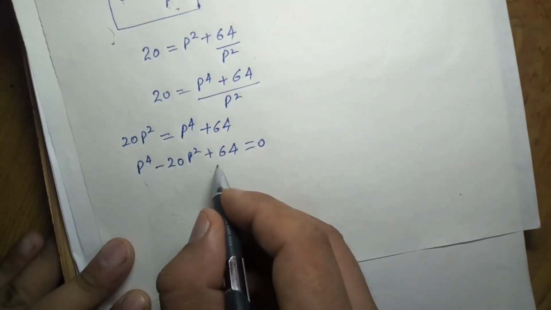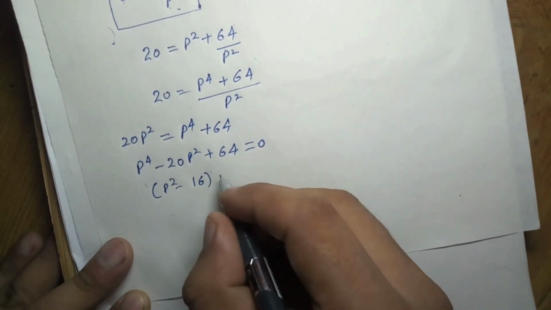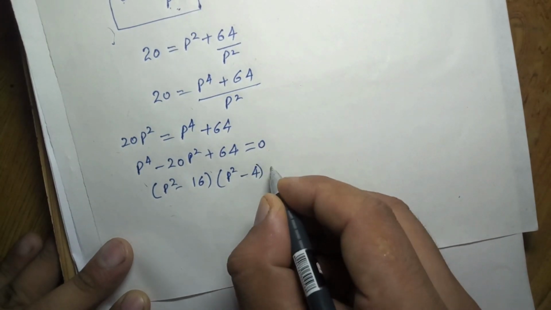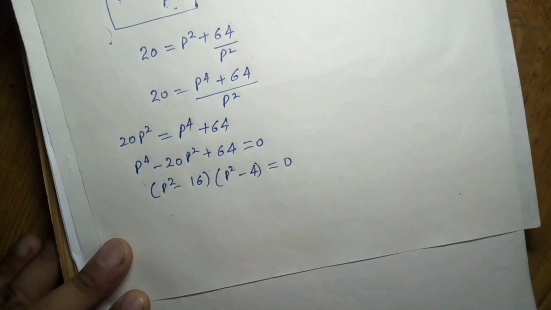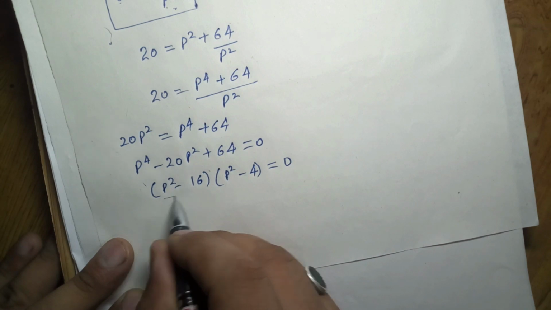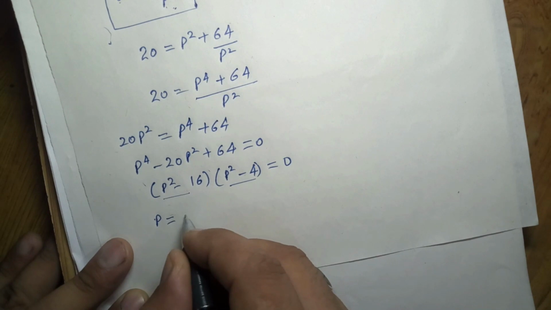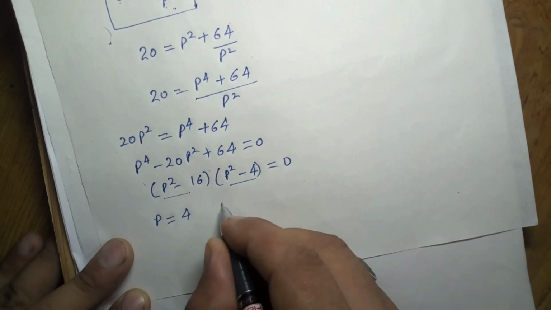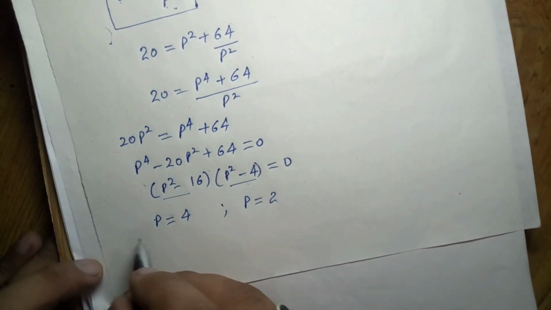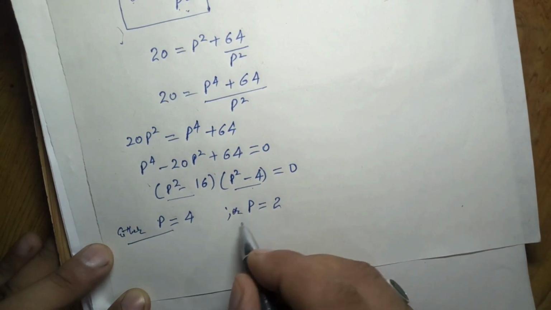If I simplify the equation, we can say it will be P square minus 16 and P square minus 4, that is equal to 0, right? Now from this we can easily get that either this is 0 or this is 0. So if this is 0, we get the value of P is equal to 4, and if this is 0, we get the value of P is equal to 2. Means either P will be 4 or P will be 2.